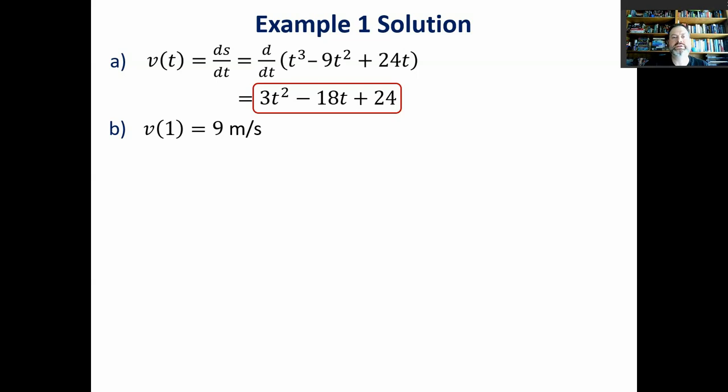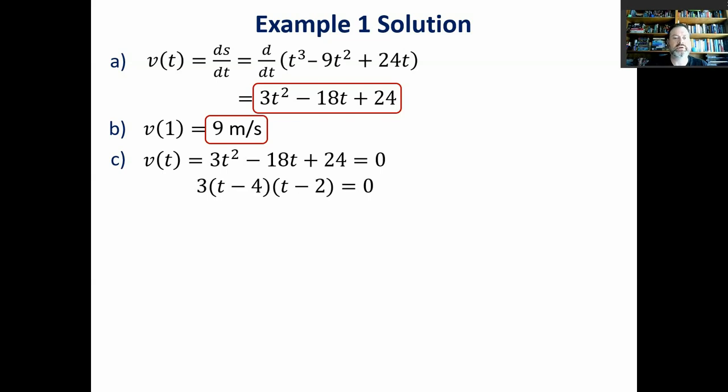Next one, when is the particle not moving? So what we do is set the velocity equal to 0 and solve. This is a quadratic, so you factor it. Factor out the common factors first, then factor the remaining part. And you end up with t equals 2 and t equals 4. So we're starting to get some information here, right? We know it's moving forward at time 1, and then it's not moving at all at time 2, and it's not moving at all at time 4.